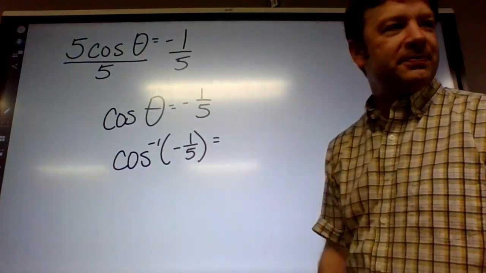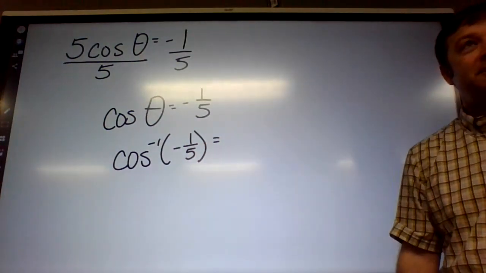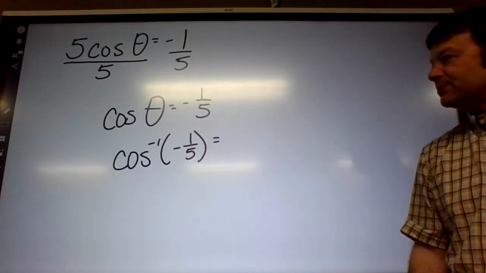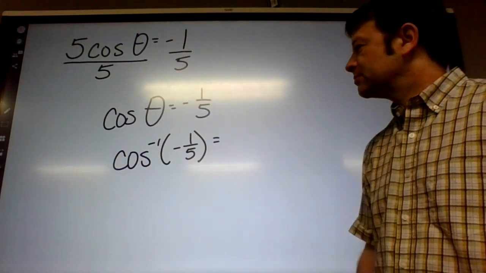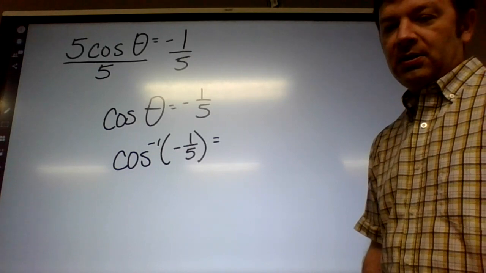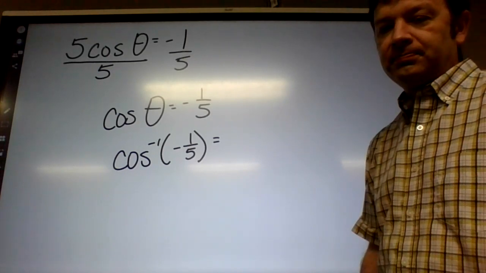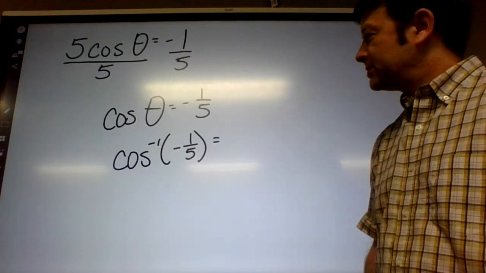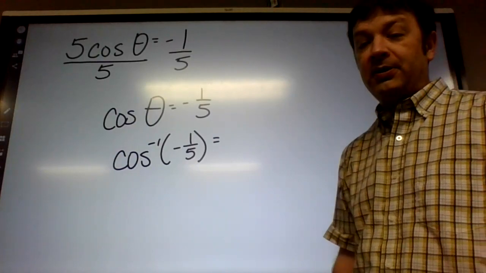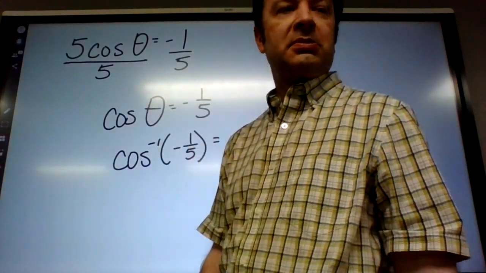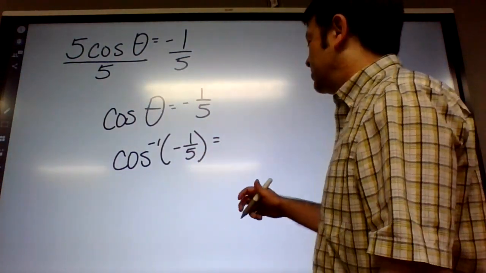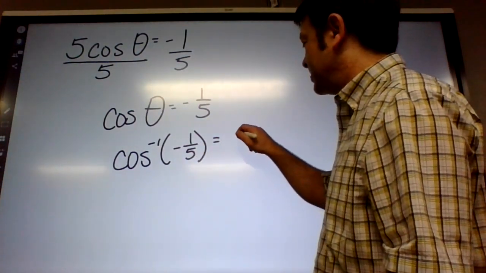What? I don't know. 101.5. No, I don't think so. Or is your calculator in radian or degrees? I mean, it was before, right? I got 101.5. Oh, I thought you said. Okay, something else. My bad.